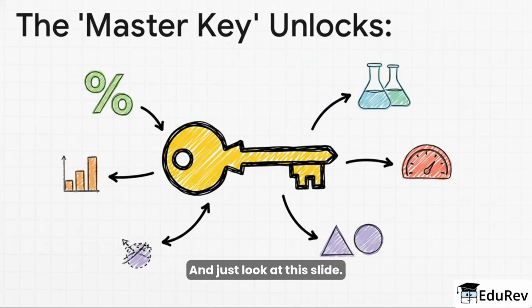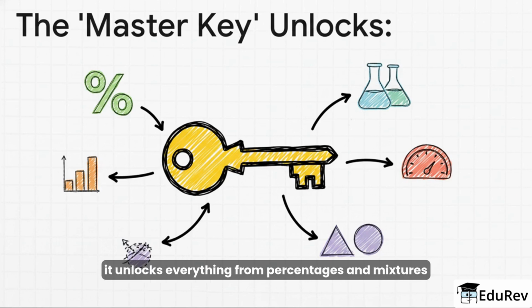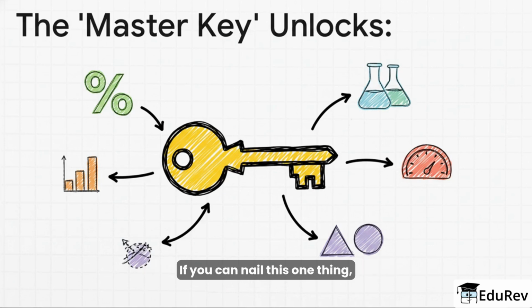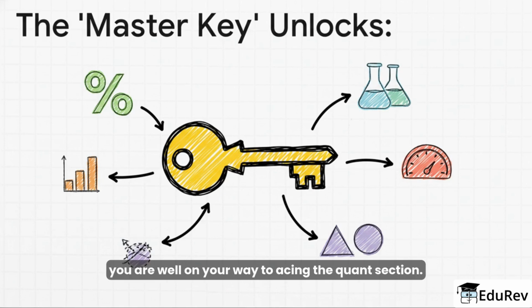And just look at this slide. This is your master key. Seriously, it unlocks everything from percentages and mixtures all the way to time, speed and distance, geometry, and even data interpretation. If you can nail this one thing, you are well on your way to acing the quant section.